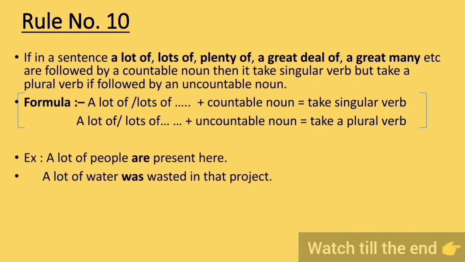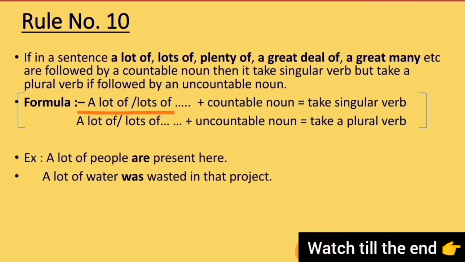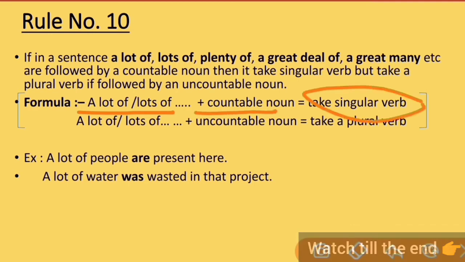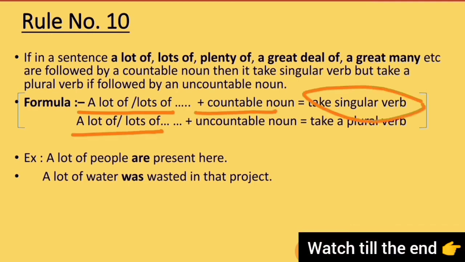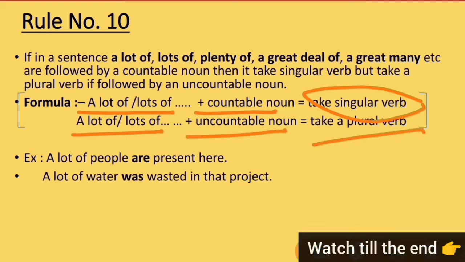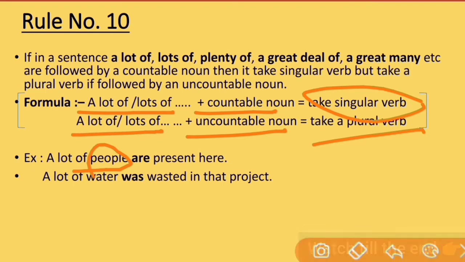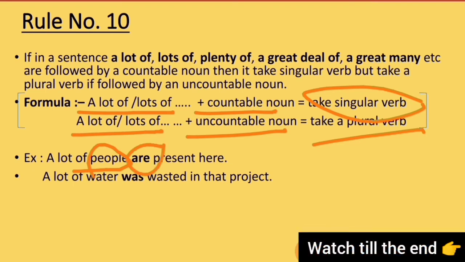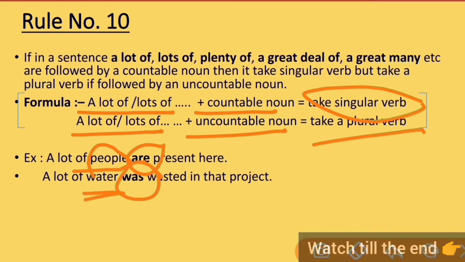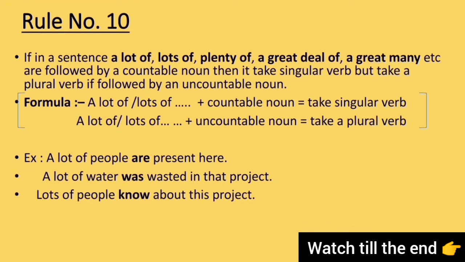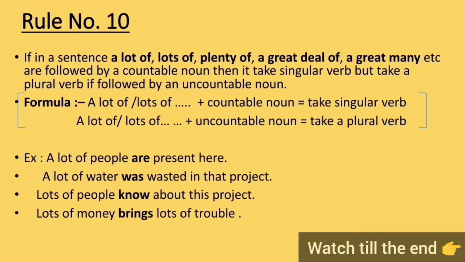Notice that here, a lot of or lots of with a countable noun takes a plural verb. A lot of, lots of with an uncountable noun takes a singular verb. Look at the example. People is countable, so it takes a plural verb. Water is uncountable, so it takes a singular verb. Okay, there are other examples.